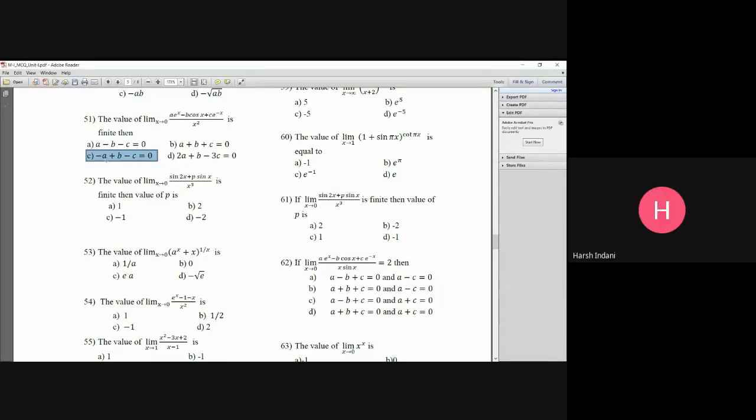You have to differentiate using L'Hospital's rule. How are you going to get 2A? Listen now. How are you going to get 2 times A? I am telling you, option A plus B plus C. Can it be plus C?